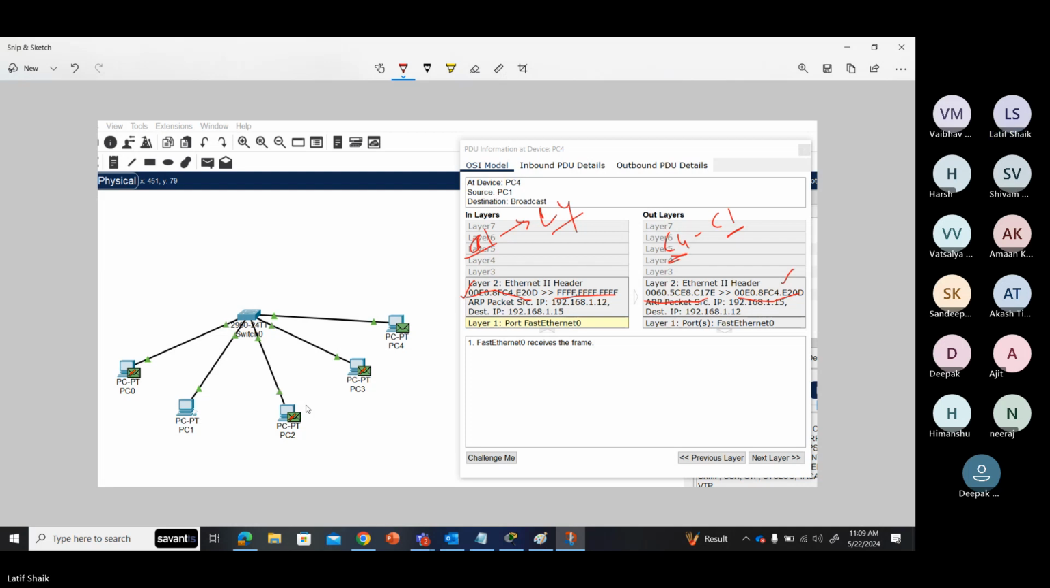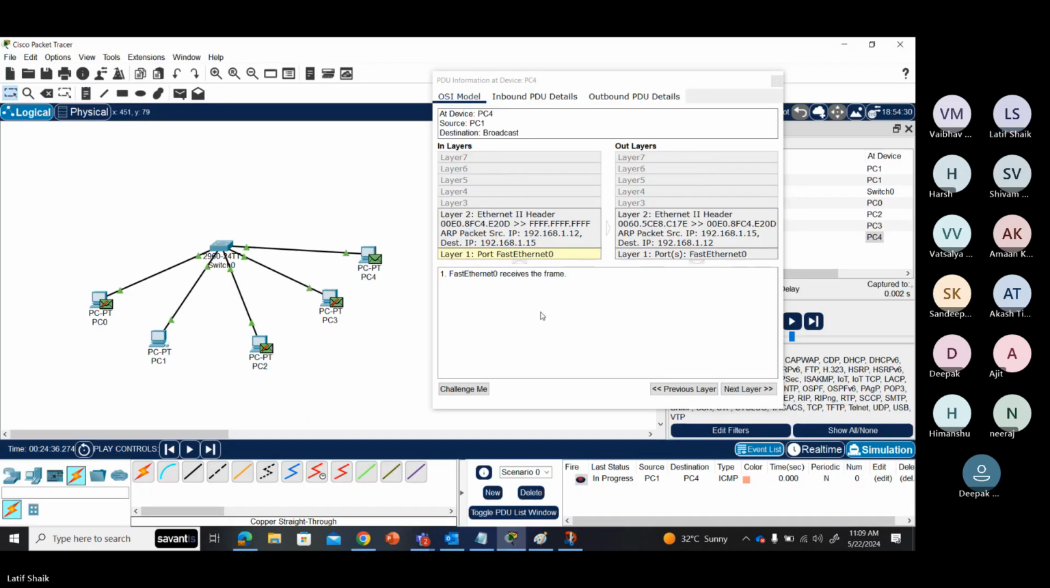Understand, guys? I send it because I don't know this PC's MAC address, so I broadcast it to everyone. The others all drop the packet, and this one accepts the packet and gets ready with the reply packet. The reply packet contains this PC's IP address and this PC's MAC address. Understand that point, guys?